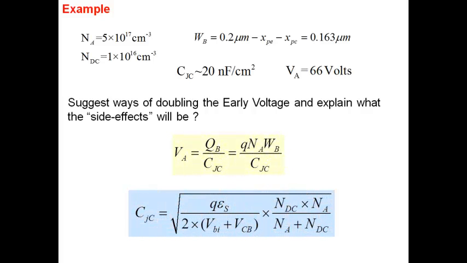All right, so this is the expression for early voltage, and I want to double it. I don't want you to calculate the actual values. Very simple. What are the factors? What are the different strategies for doubling early voltage? Note the doping levels though: 5 times 10 to the power 17, 10 to the power 16. If you look at the doping levels and you want to double the early voltage, what strategy will you use? General strategies.